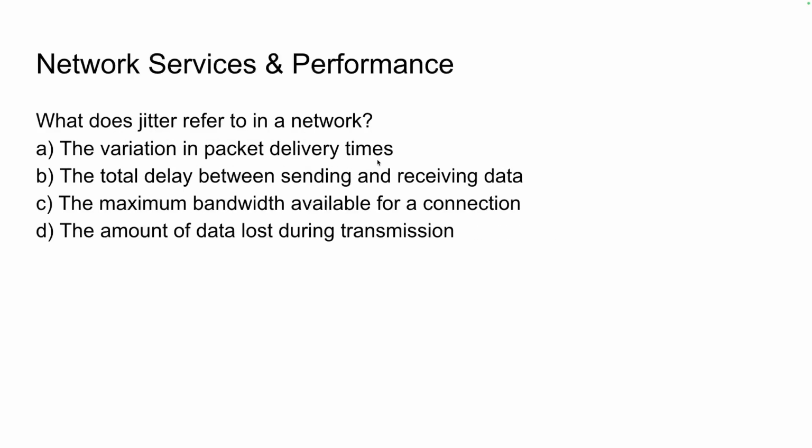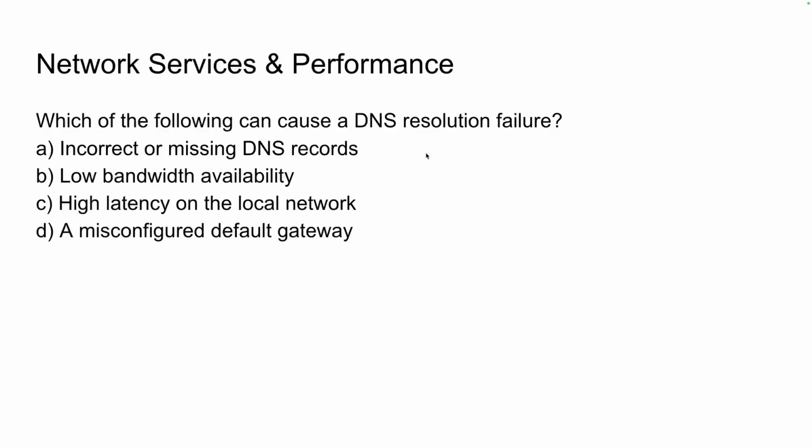What does jitter refer to in a network? It's the variation of packet delivery. I mean, that's the answer. So total delay, no. Maximum bandwidth available, no. Amount of data lost, no. So it's the variation in delivery times.